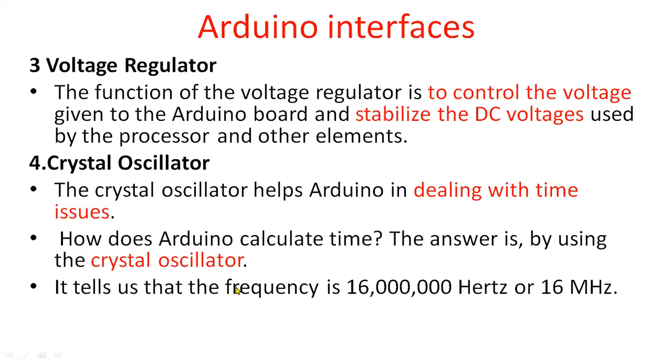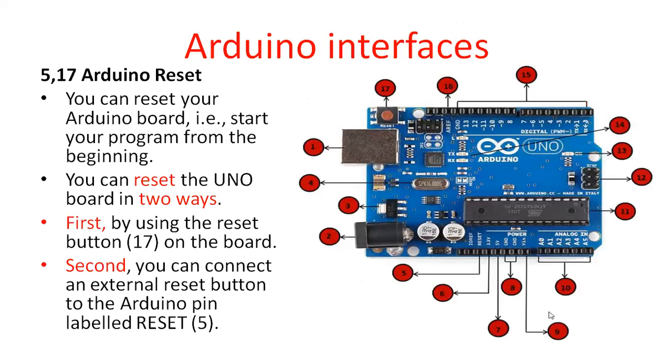Here, this is a frequency range. That is a crystal oscillator, the fourth important component here. Coming to the fifth one, in this case there is one pin, the reset pin. The fourth one and seventh one are the reset pins here. The seventh one is a reset button.